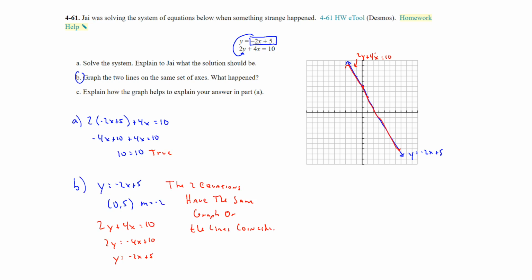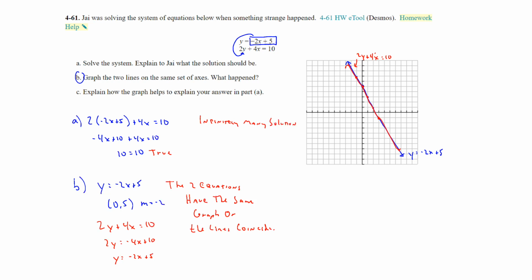So explain how the graph helps to explain your answer in part A. Well, the graph shows us that the lines coincide, so every single ordered pair on this line represents a solution to the system of equations. So the visual helps us kind of see that because our x's in part A canceled, then the solutions are, actually I should say we have infinitely many solutions. So that's the number of solutions that we have.